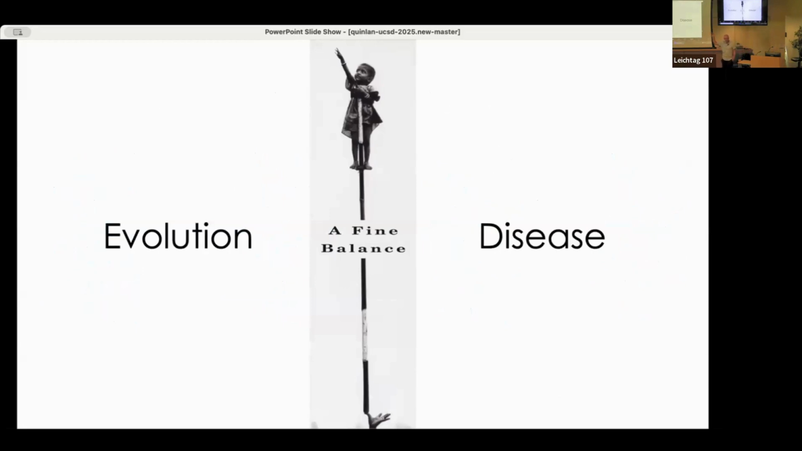And so, when we're thinking about mutation, I think of it as this fine balance. This is one of my favorite books of all time from Rohinton Mistry. Has anyone ever read this book? I highly recommend it. It's an amazing book. But on one hand, if you have too much mutation, or mutation in the wrong place, it might lead to disease. But we need a certain amount of mutation to form the substrate for adaptive evolution.